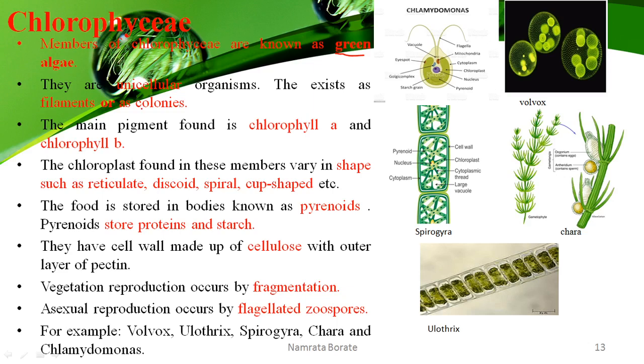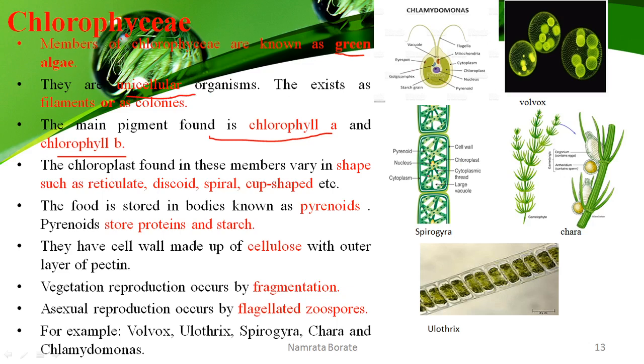Why is it green in color? Because of the presence of the main pigment, chlorophyll A, and chlorophyll B is here. So the color of the algae is green. You can see all these images are green color algae. These algae are unicellular. Unicellular means it consists of only a single cell.